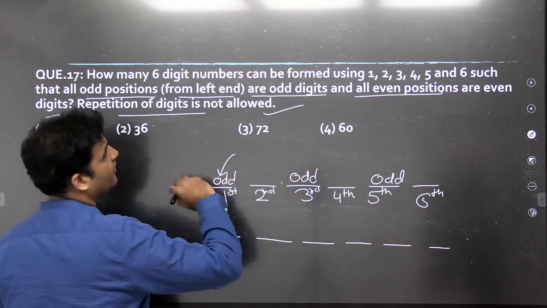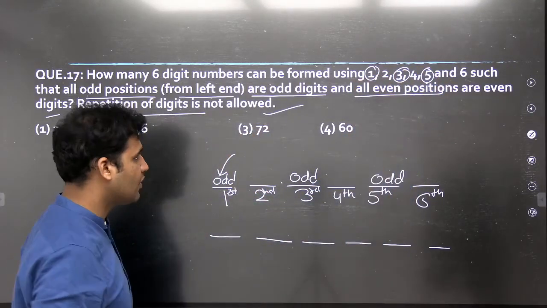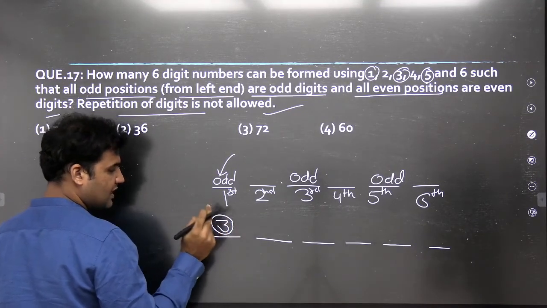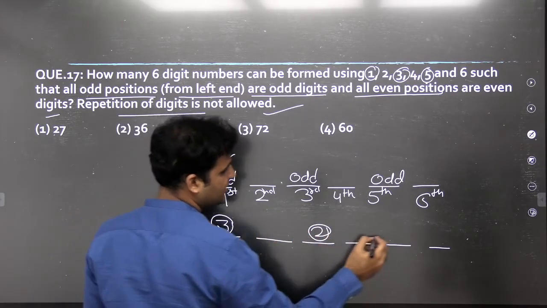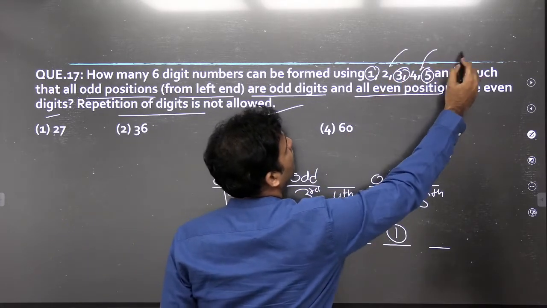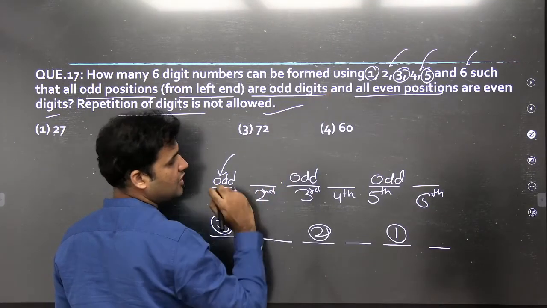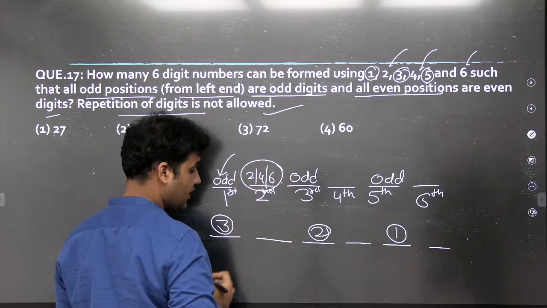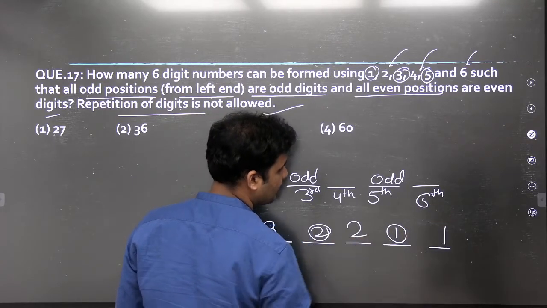How many odd numbers do I have? 1, 3 and 5. All these 3 digits are odd numbers. That means this place can be filled in 3 ways. Once a digit is placed, I will be left with 2 more odd numbers. This place can be filled in 2 ways and this place in 1 way. Similarly, how many even numbers are there? 2, 4 and 6, 3 even numbers. So this place can be filled with any of these 3 even numbers, either 2 or 4 or 6. This place again can be filled in 3 ways, this place in 2 ways, this place in 1 way.